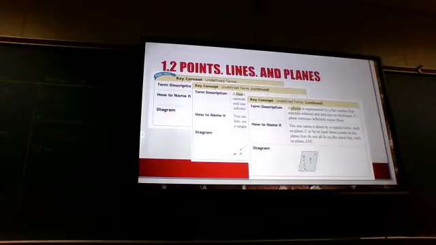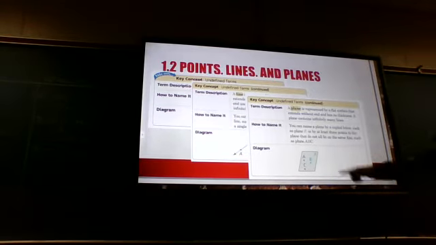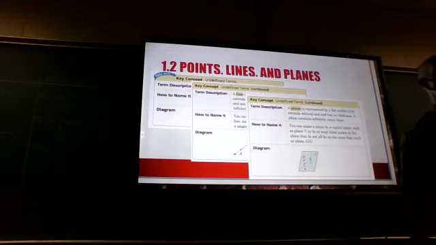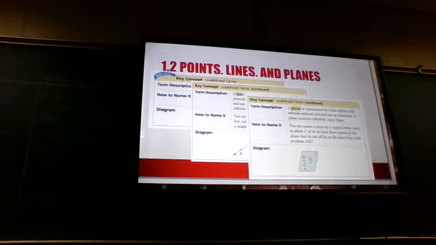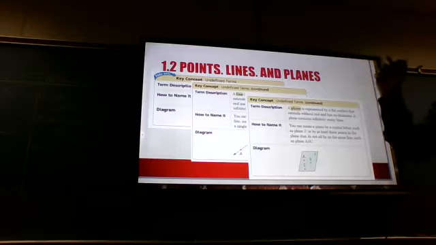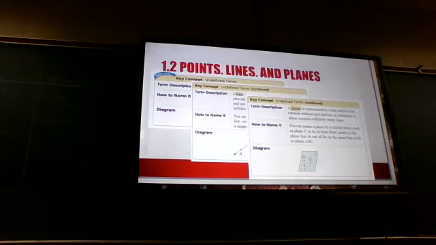Yeah, plane. So a plane is represented by a flat surface that extends without end and has no thickness. We typically need to use 3 non-collinear points to name it, or sometimes you'll see us use an uppercase script letter. Okay? Any questions on points, lines, or planes? Those are just things like on the test. I'll just say name the point of intersection or name the line going through these 2 points or something like that.